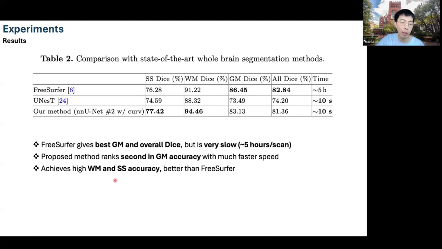But as for the white matter and subcortical structure, the proposed method achieved the best performance. But this is more from the NUNet, which is the best state-of-the-art tissue segmentation in most of the medical imaging segmentation tasks.